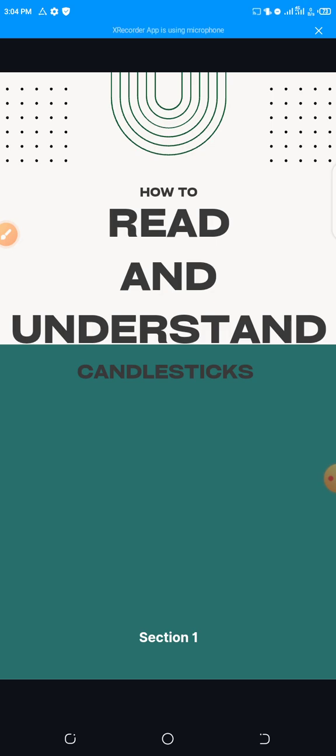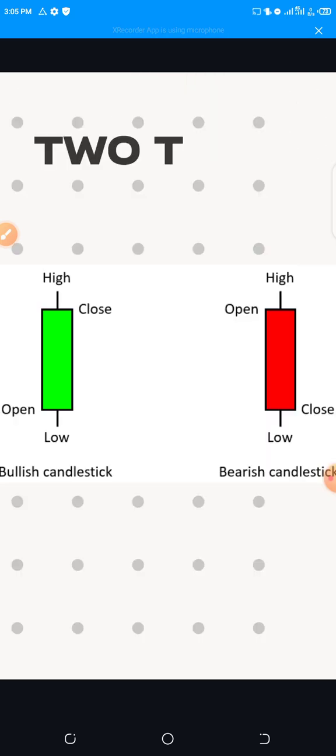Because of how broad Japanese candlesticks are, I will be dividing this video into three parts. This is the first part, and the first part will be talking about how to read and understand candlesticks. The second part will be talking about how to trade these candlesticks on the chart, while the third part will be talking about the best candlestick patterns. So without wasting any time again, let's just jump straight into this video.